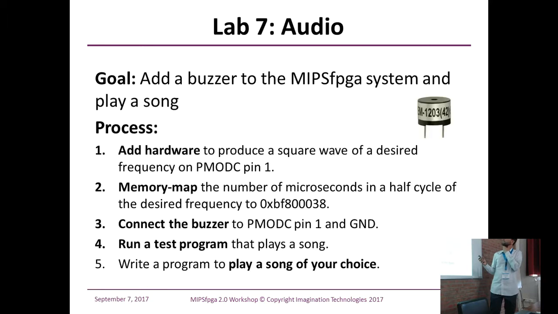The next one, if you purchase a buzzer, any buzzer, you can add it onto the GPIO and make it buzz in a different way. So there's a whole lab for audio and hardware to produce a square wave on the pin, memory map the number of microseconds, and connect the buzzer. So you can connect the buzzer and have a lab that works with some external hardware interaction. Up until now, we've been using the onboard Nexus 4 DDR itself, 7 segments, LEDs, switches. But what if you want to add an external sensor? The buzzer is one of the simplest ones after LEDs and switches.